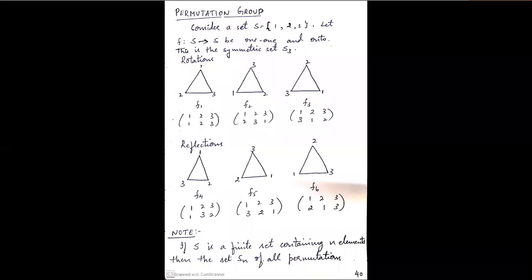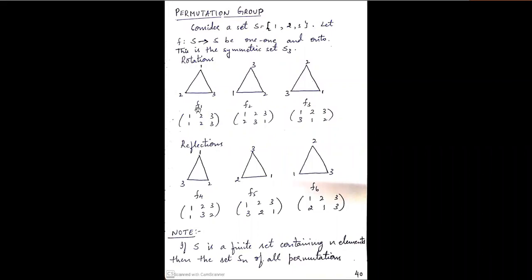Hello students. In this class, I'll be teaching you about another type of group called the permutation group. So for that, we consider a set S = {1, 2, 3}, and I define a function f from S to S, which is one-one and onto. So let us look at what these functions f are. Now, when I take the set S = {1, 2, 3}, I take the elements 1, 2, 3 to be the vertices of a triangle.